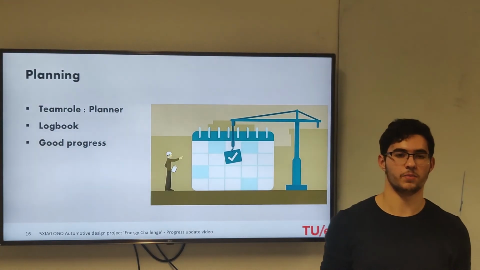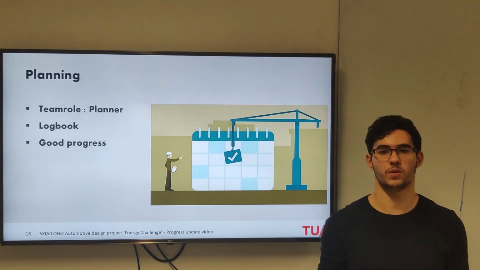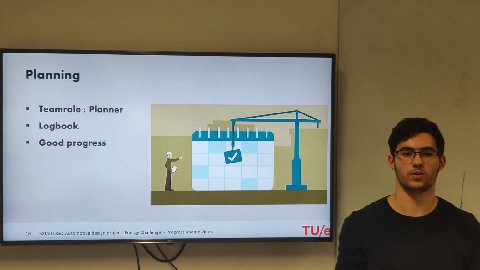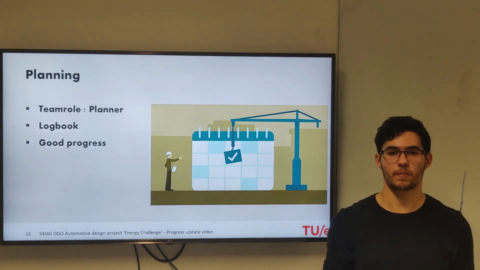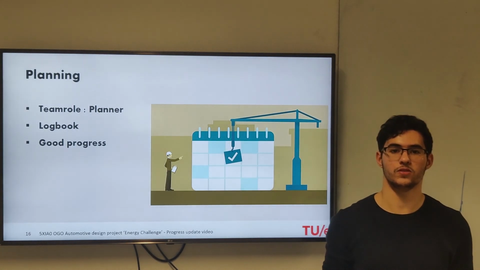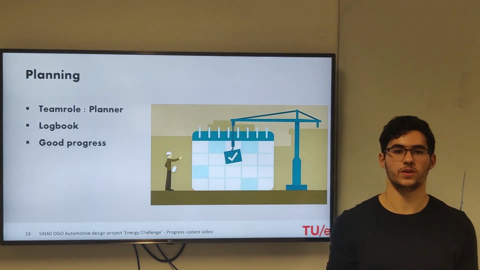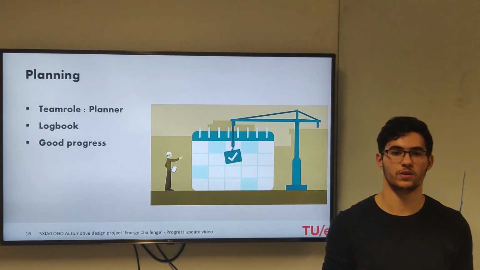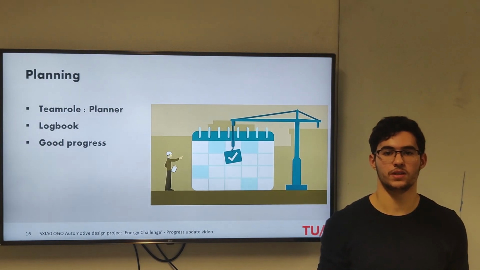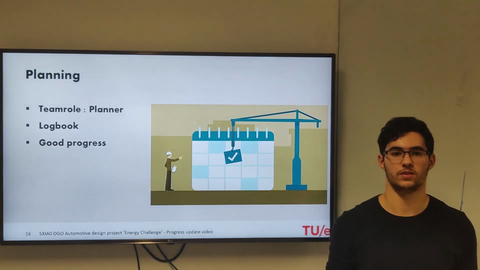Because we consider planning important, we have a team role called the planner. The planner creates a deadline for each member using the deadlines provided by the instructors. This is not just deadlines for handing in the work on Canvas, but also deadlines for sharing your work with the rest of the group to get feedback and have sufficient time to make changes and hand in deliverables on time. The planner also makes a logbook so we can keep track of what we did and how long it took. Using the planner, we will always be able to hand in deliverables on time. And we have made sufficient progress using that.